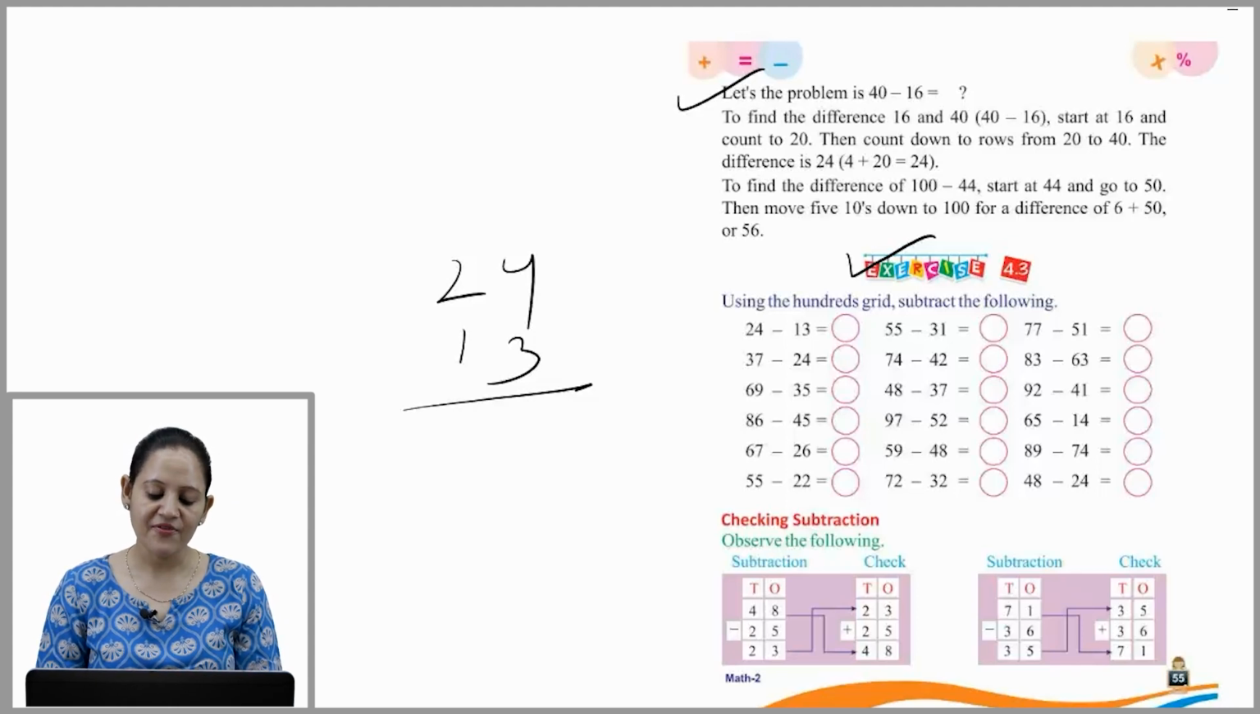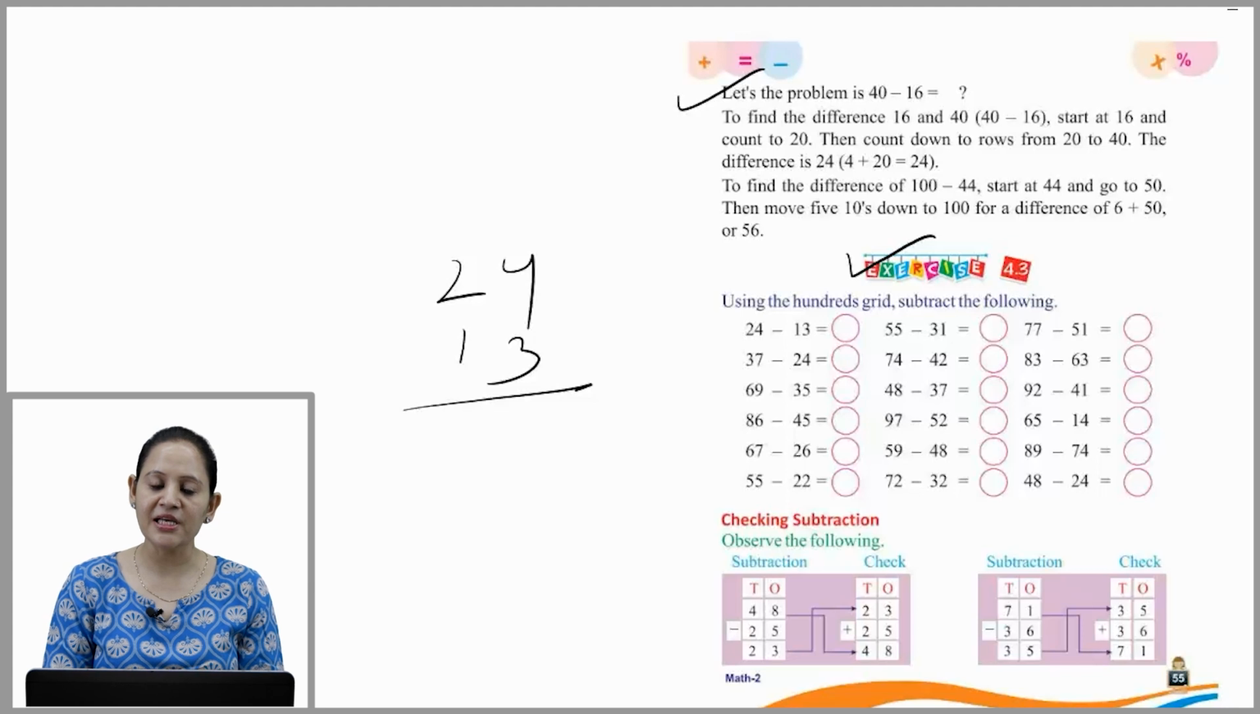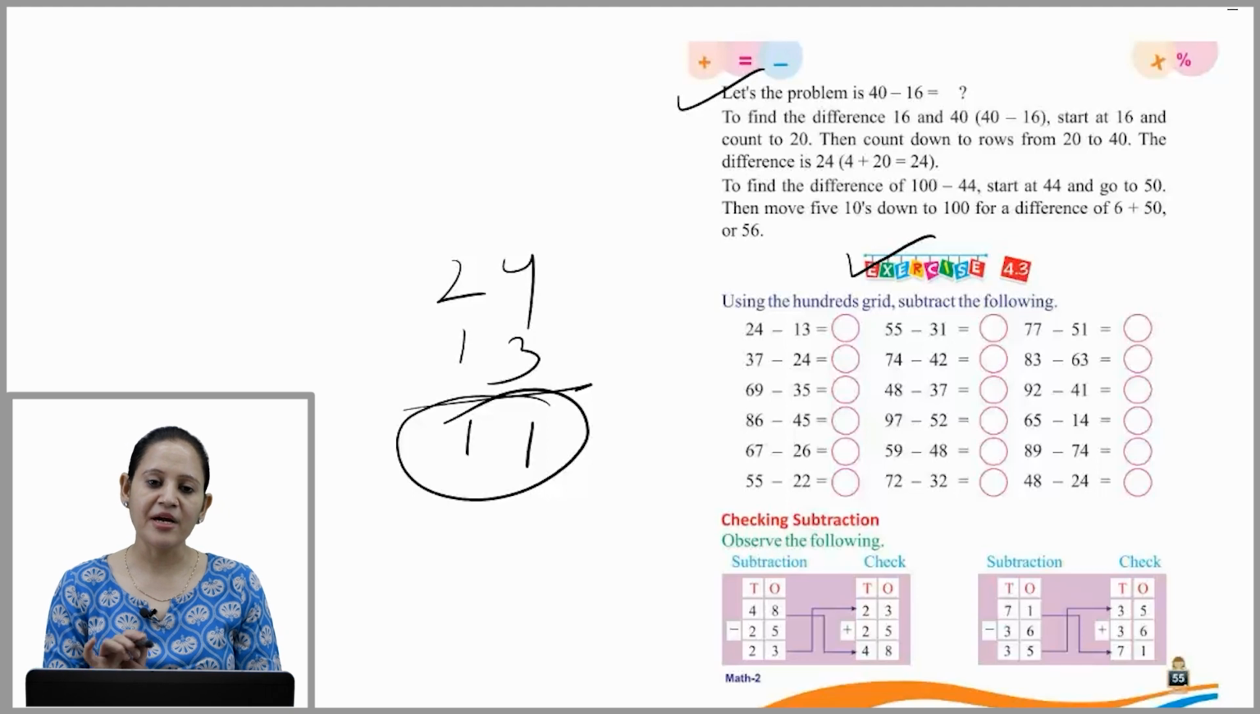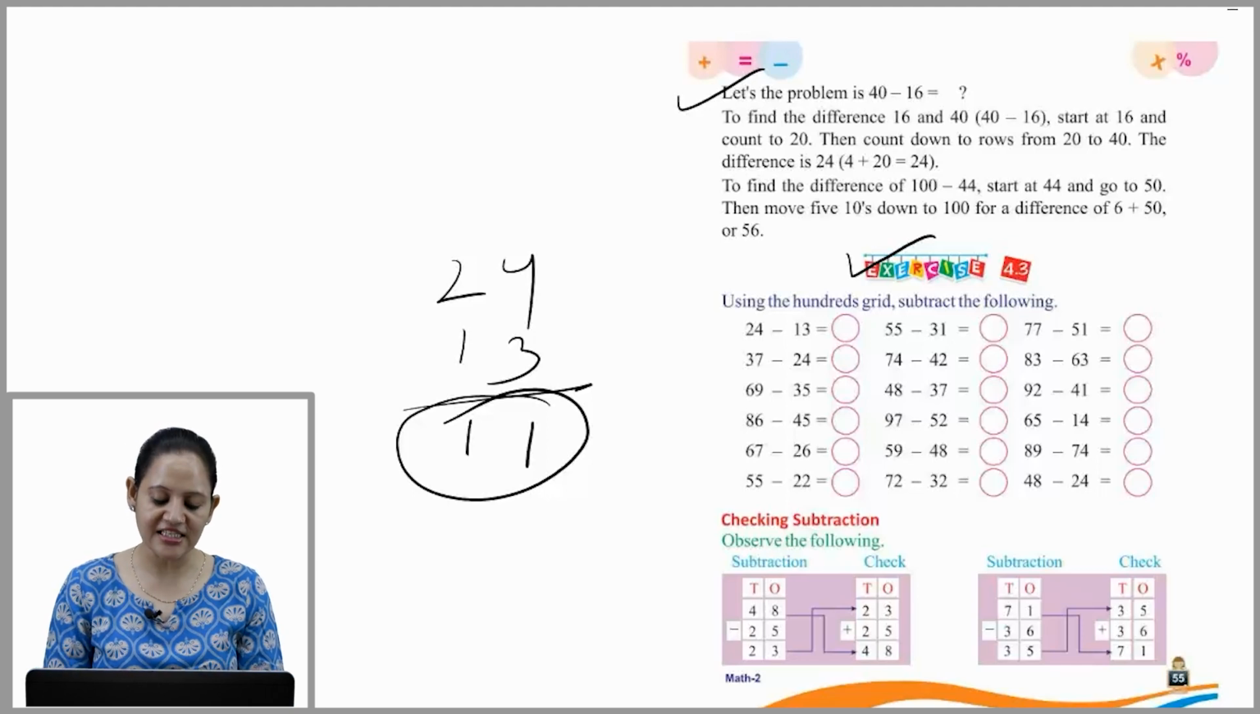सबसे पहले first number will mark the number 24 and then we go backward 10 place and 3 place. So backward में move करेंगे तो क्या आ जाएगा? 11. अगर हम backward में move करेंगे 13 place, so we'll get 11. Like this we will do the subtraction.